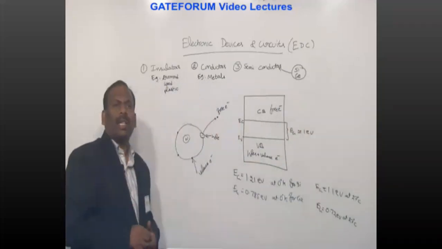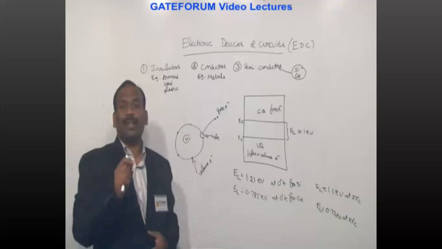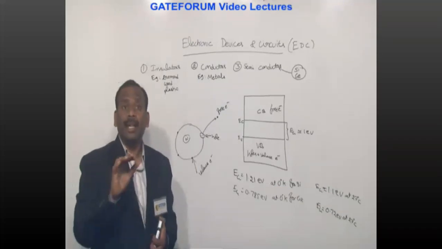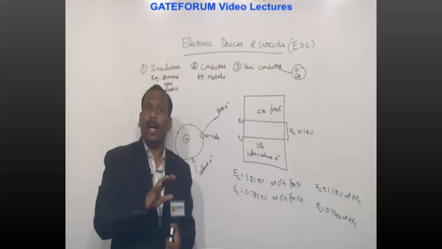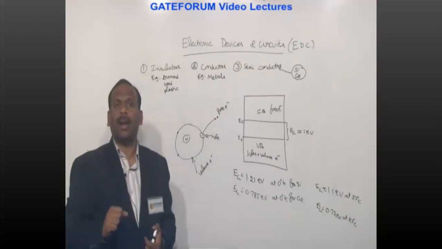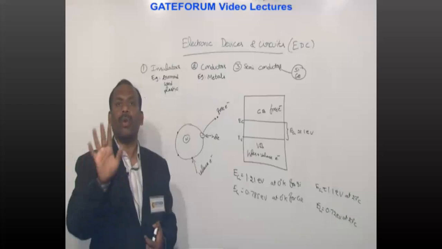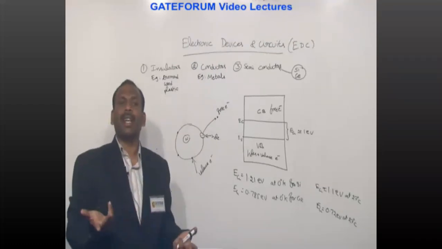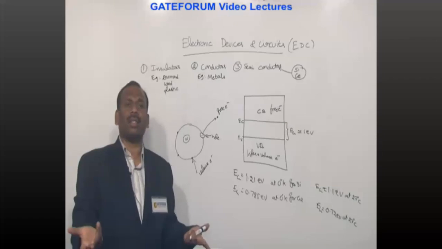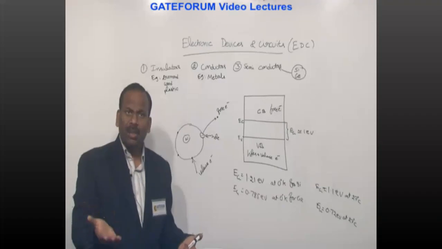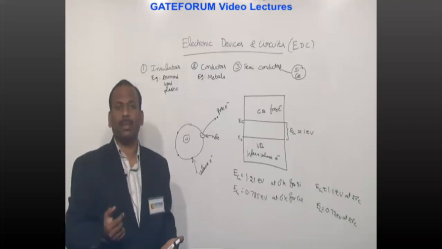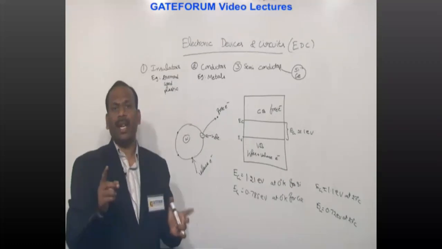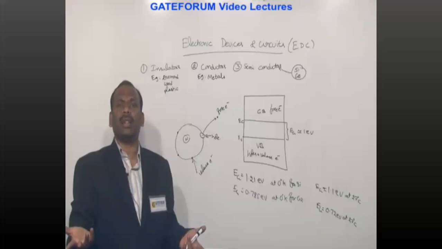Another important point is that the concept of electrons and holes exists in semiconductors only. In conductors, there is no concept of holes. Only electrons will be there. In an insulator also, there is no concept of holes because no electron is moving from the valence band to the conduction band. In conductors, there is no separation between the valence band and conduction band. All electrons are free electrons only.